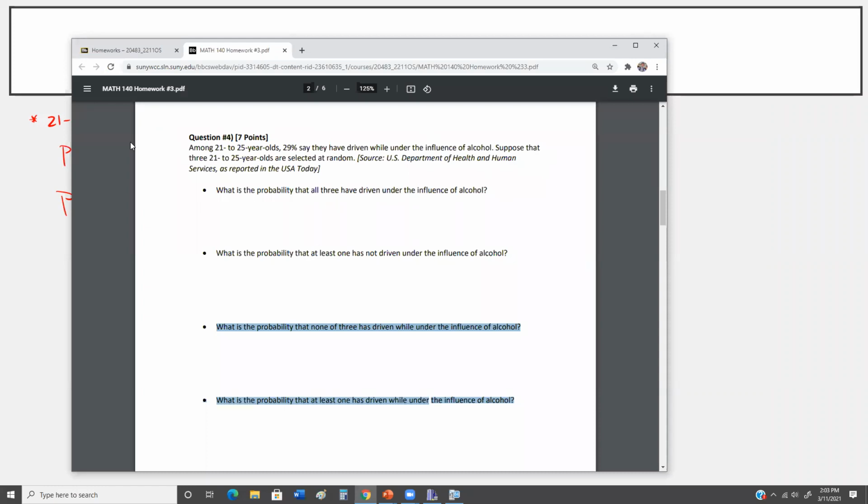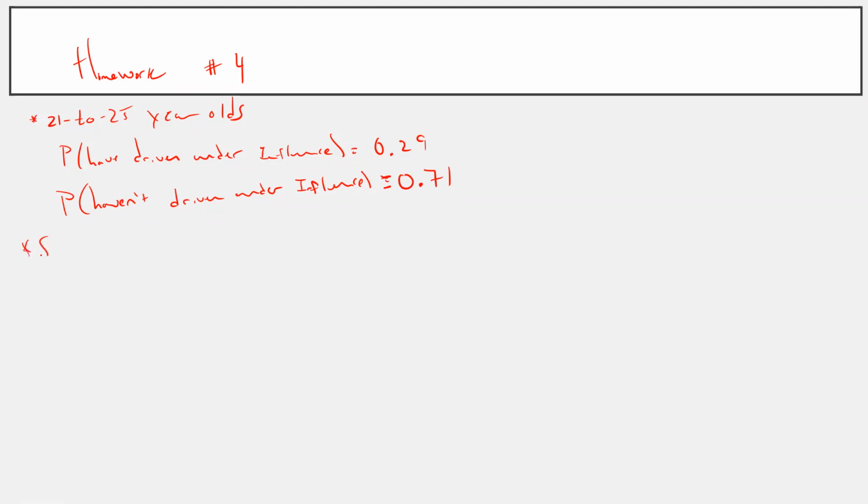Okay, so the problem went like this. We're going to select 3 21 to 25-year-olds at random. What is the probability that none have driven under the influence? So select 3. What's the probability none have driven under influence? So you have to figure out a way to write this, okay? Does anybody have a suggestion of how we can tackle this problem? No suggestions? All right, so all is three. Complement? Not yet. Maybe the next one, but okay.